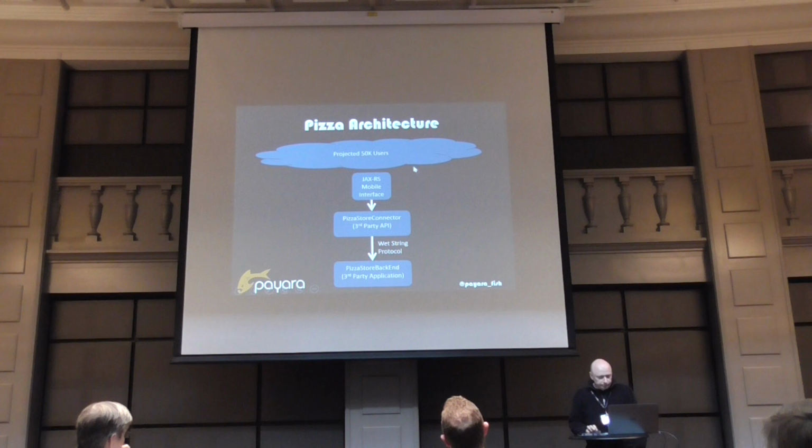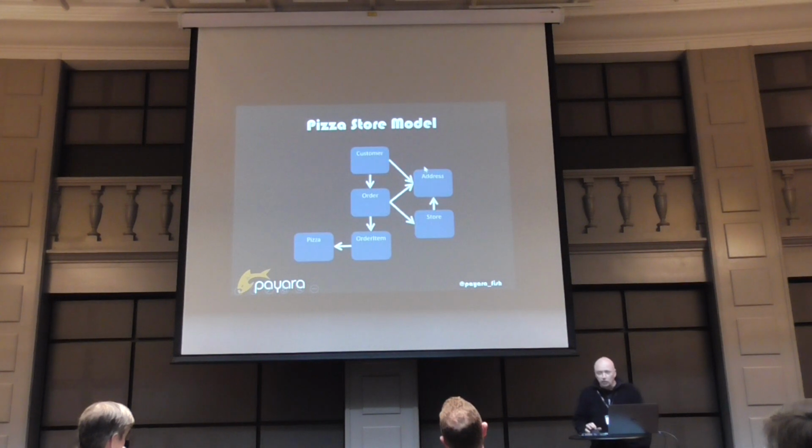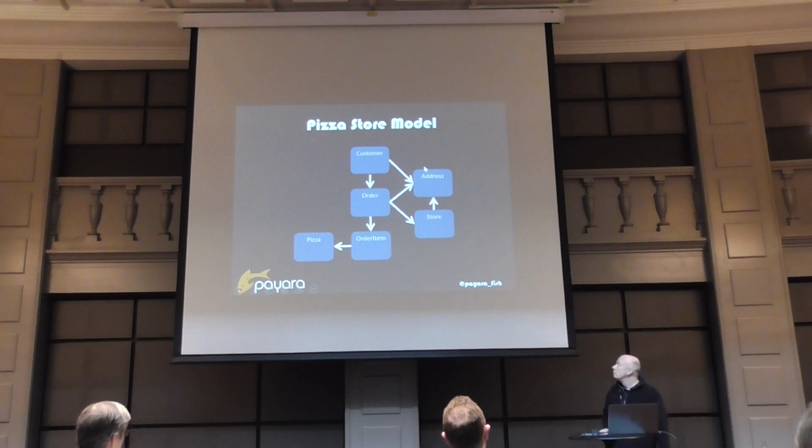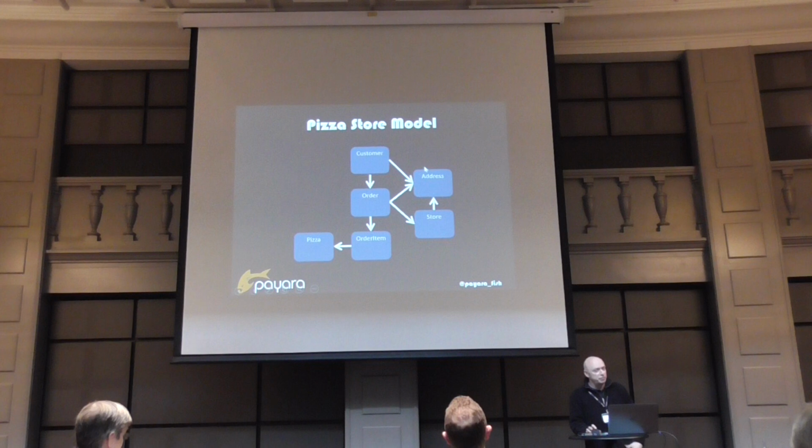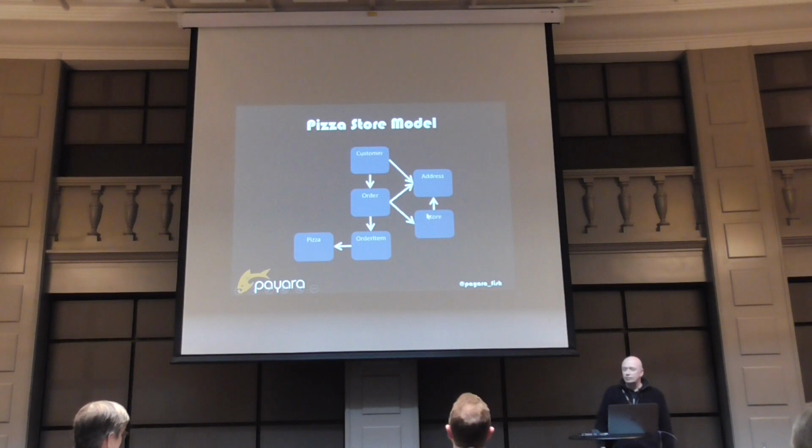So the model that you've also been given is a typical sort of bill of materials kind of model. We have a customer, the customer has an address, has many orders, each order may have many order items, each order item will be a pizza, or other things. And each order has a store, and each store has an address. It's a typical sort of bill of materials model, and that's what you have to work with as a data model.